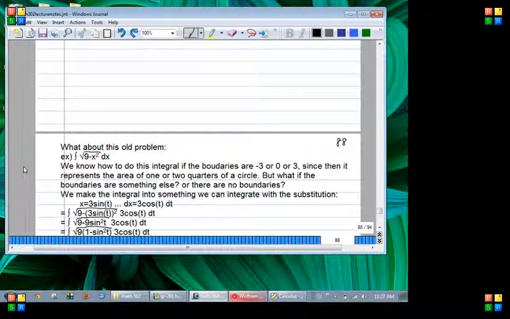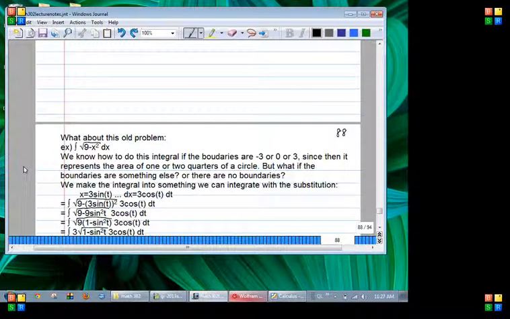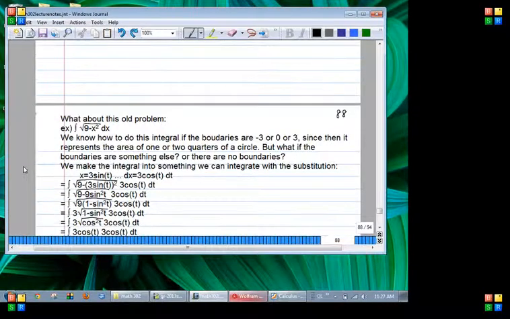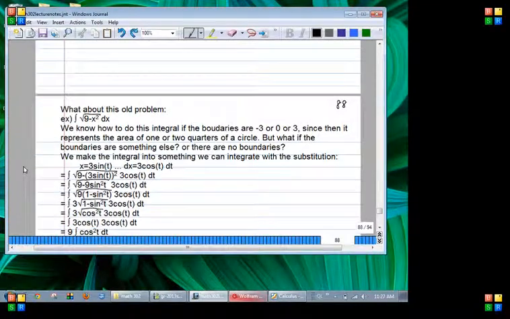Factor out that 9. Square root of 9 will become 3. 1 minus sine squared becomes cosine squared, and the square root of that is just cosine. So now we can simplify this a little bit. That 3 times 3 becomes a 9 in front. So now we've got 9 the integral of cos squared t dt. That's as far as we can go with this trick. How do you do the integral of cos squared t dt?